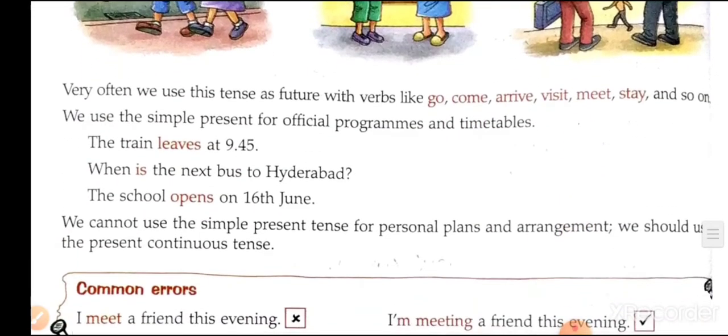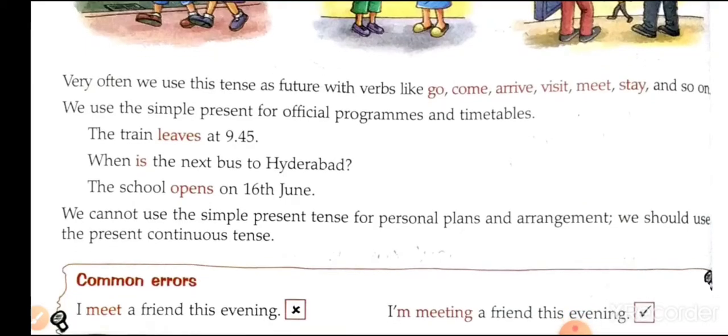Very often we use this tense as future with verbs like go, come, arrive, visit, meet, stay, and so on. We use the simple present for official programs and timetables. The train leaves at 9:45. When is the next bus to Hyderabad? The school opens on 16 June. We cannot use the simple present tense for personal plans and arrangements. We should use the present continuous tense.